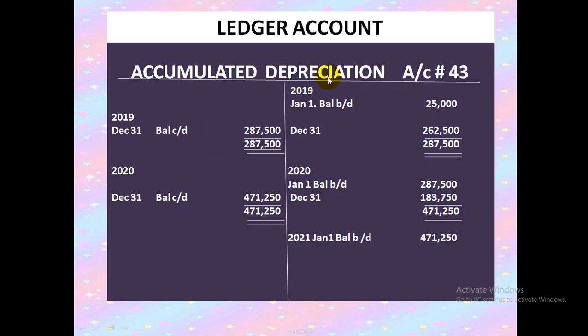In the accumulated depreciation account, we already have the opening balance of 25,000. The account is credited for 2019 with this amount. The same amounts will be added to give you the carried down balance. The carried down balance on the next year's 1st January will become your brought down balance. Again the account is credited with this amount for the year 2020. When we add both the amounts, we get the carried down balance. Rule off the accounts and the same carried down balance will be taken as the brought down balance on January 1, 2021. That is how the accumulated depreciation ledger will be prepared.